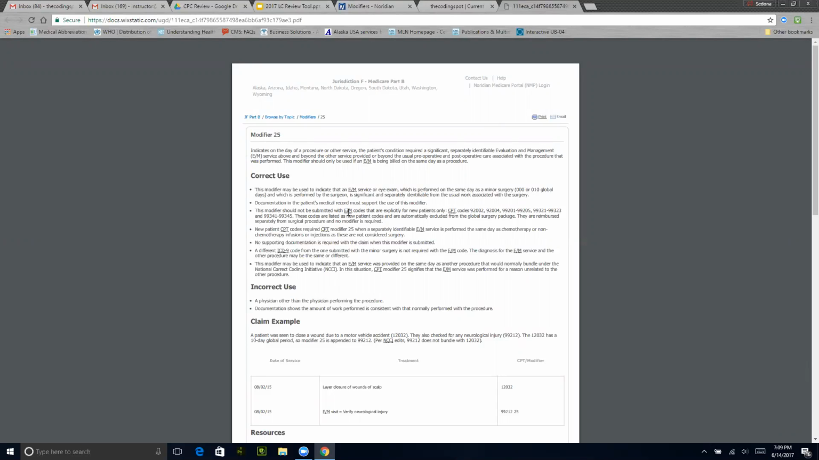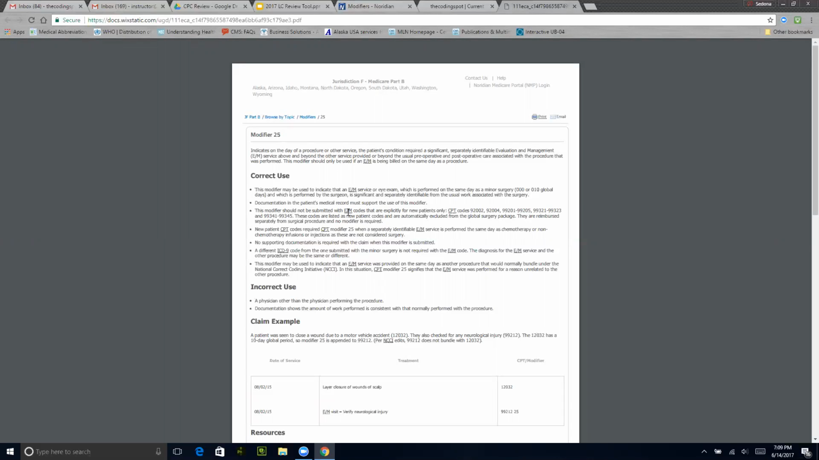It's going to give you the correct use and the incorrect use. So Modifier 25, for example, indicates on the day of a procedure or other service the patient's condition required a significant, separately identifiable evaluation and management service above and beyond the other service provided or beyond the usual preoperative or postoperative care associated with that procedure that was performed. This modifier should be used if an E&M is being billed on the same day as a procedure. This is also one of the most misused modifiers and the most audited modifiers.